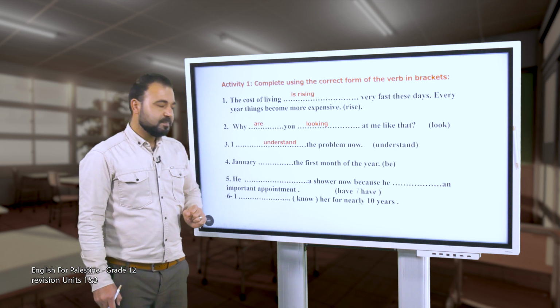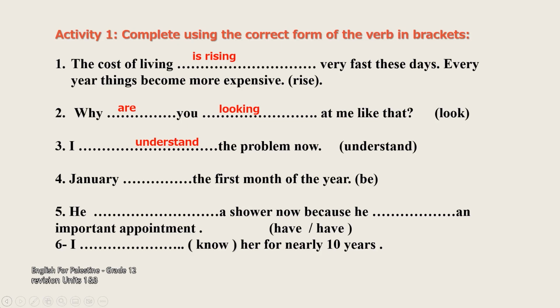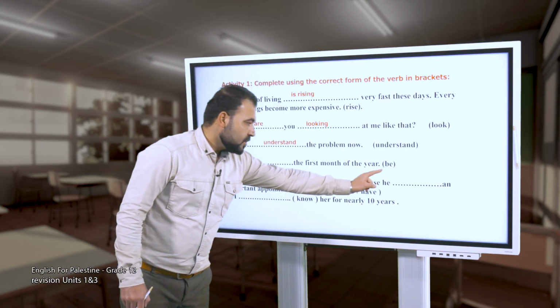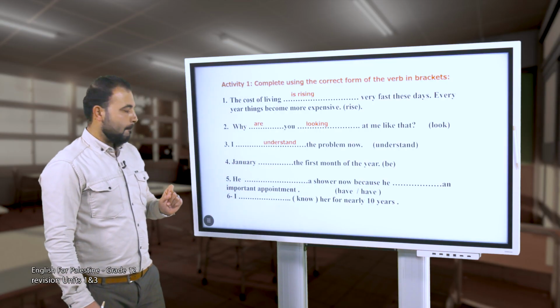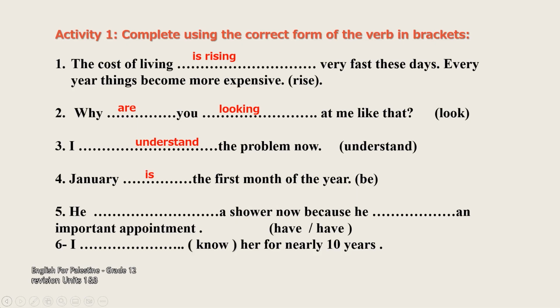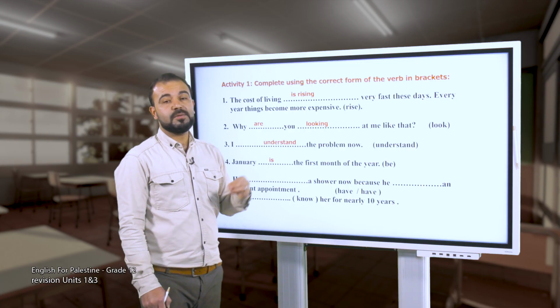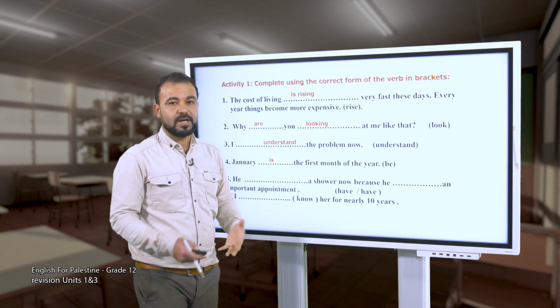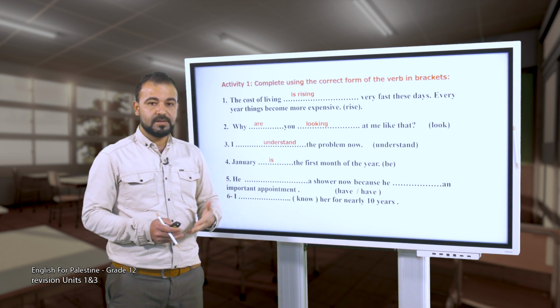Sentence number 4. January the first month of the year. We should use the verb be. January is the first month of the year because it's a fact, and we use the present simple to describe facts or general truths.